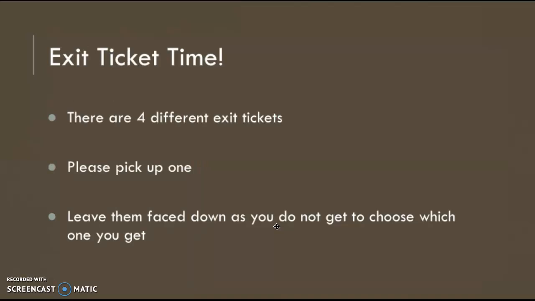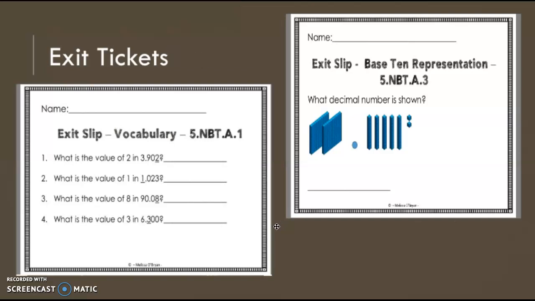So now it is time for our exit ticket. So what we're going to do is we're going to have 4 different types of tickets this time. You're going to pick up one and you're going to make sure you leave the pile face down. It doesn't matter to me which pile you choose from. Just make sure they stay face down so that you have no idea which ticket you're picking. So each ticket is going to look a little different.